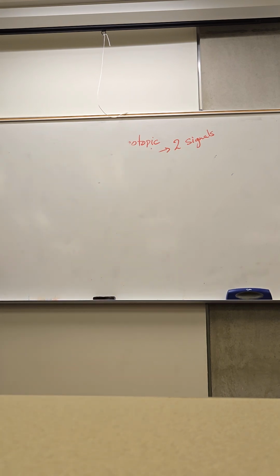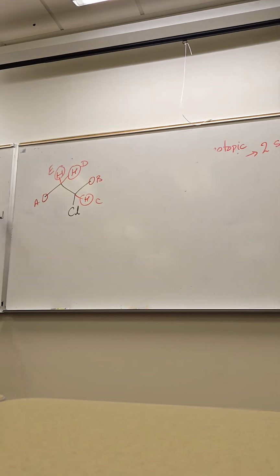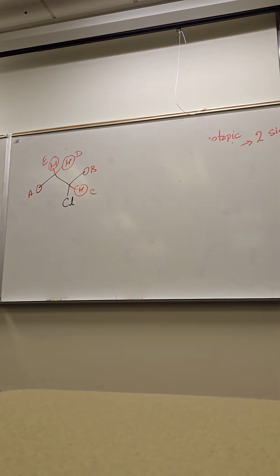Oh, shoot, I forgot. This was the original question, though. How many signals should we see? 5. So we have A, we have B. These are homotopic with each other. That's unique. And then B, because those are diastereotopic. Is there a quick way to figure out whether hydrogens are homotopic, diastereotopic, or enantiotopic without doing any of this replacing and all of that stuff? The answer is yes, there is. Here is the hint.